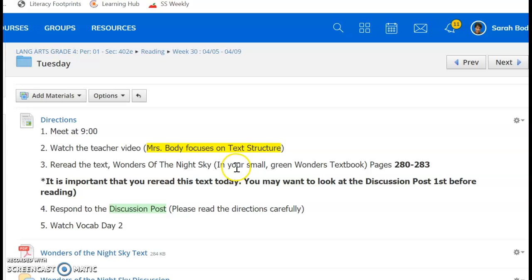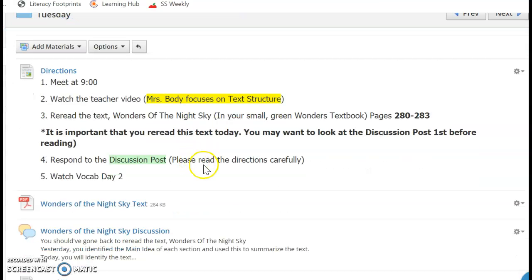Tuesday is going to look very similar. However, today, instead of focusing on main idea and summarizing, we're going to focus on the text structure, or how the author organized each section of the text. You have a teacher video that you're going to watch first, where I model identifying the text structure and talking about how it helped me to better understand this text.